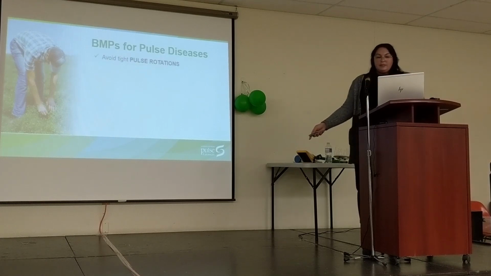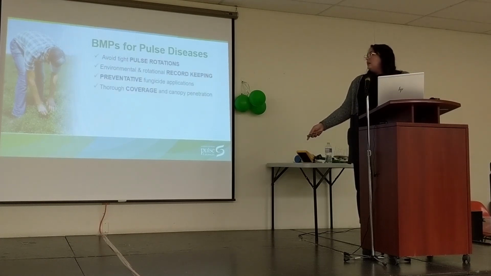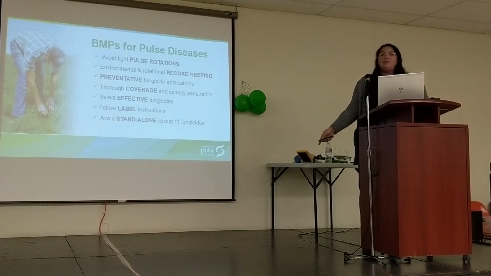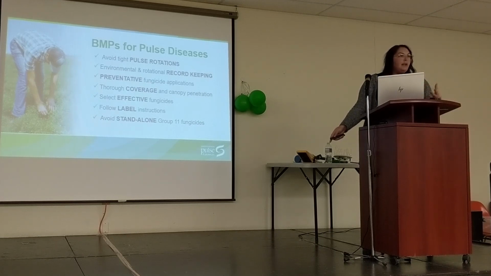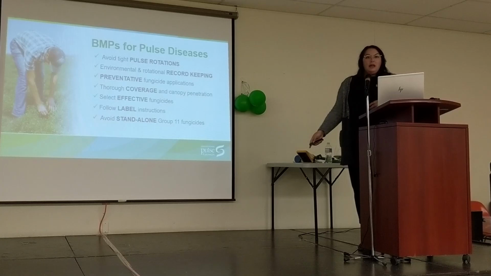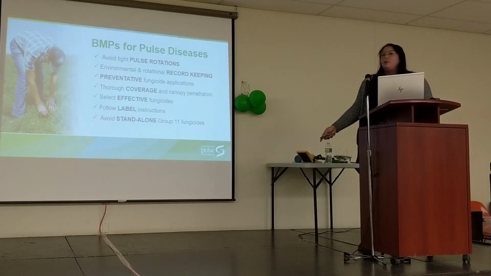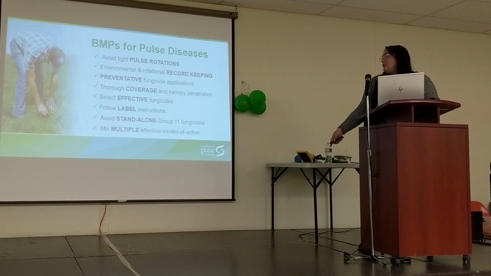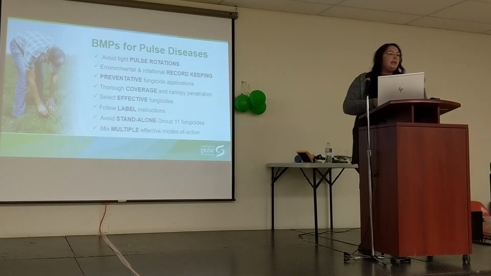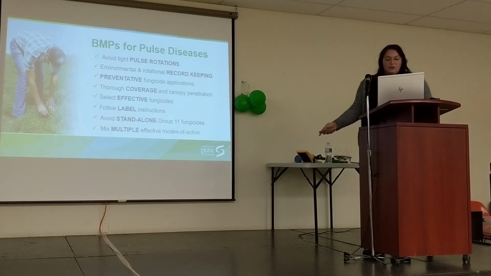And then general best management practices, we're looking at avoiding tight pulse rotations, environmental and rotational record keeping. So keep track of what you're applying, when you're applying it, the conditions you applied it in. This could have an impact on efficacy if you have to go back and check or have a conversation with your retailer or your manufacturer. Look at preventative applications, thorough coverage, selecting the effective fungicides, so not just doing the same group over and over every year. Following that label, avoid standalone groups, particularly group 11, and I'm going to touch on this briefly. And then again, mix multiple modes of action when possible.